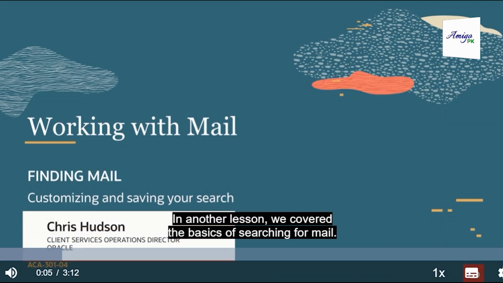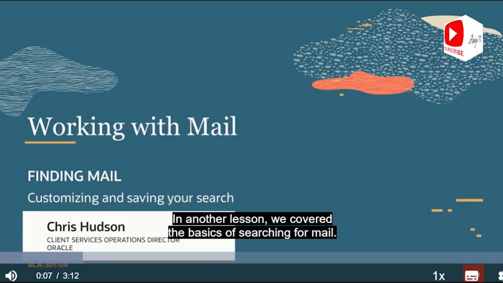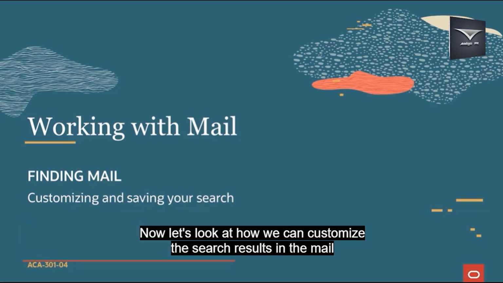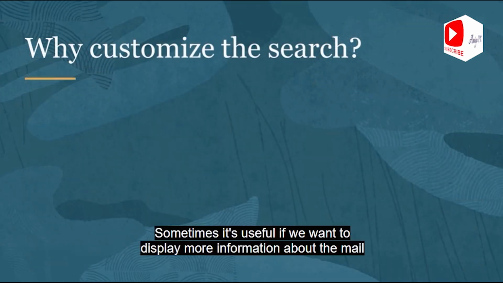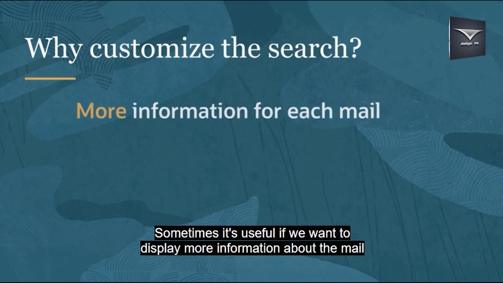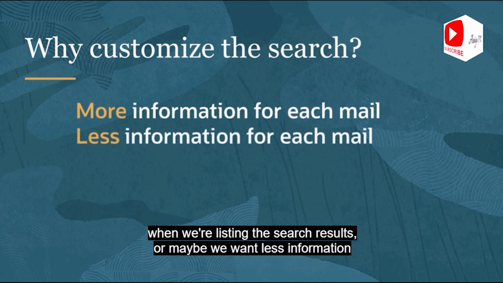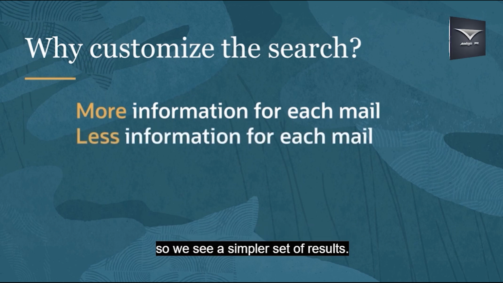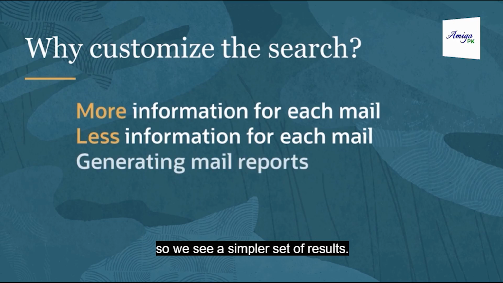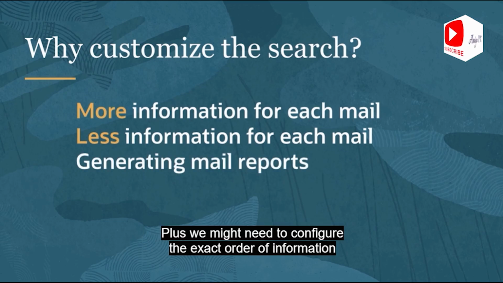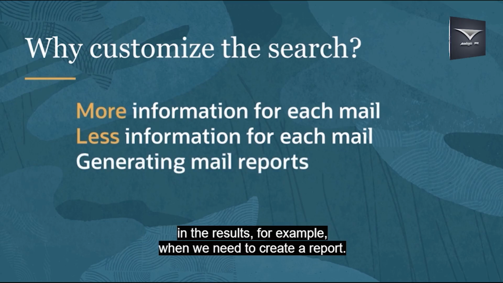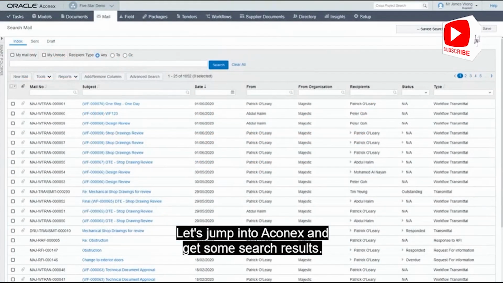In another lesson, we cover the basics of searching for mail. Now let's look at how we can customize the search results in the mail register. Sometimes it's useful if we want to display more information about the mail when we're listing the search results. Or maybe we want less information so we see a simpler set of results. Plus, we might need to configure the exact order of information in the results, for example, when we need to create a report. Let's jump into Aconex and get some search results.